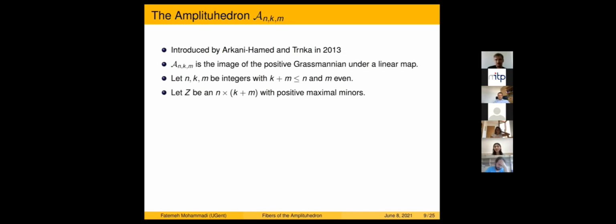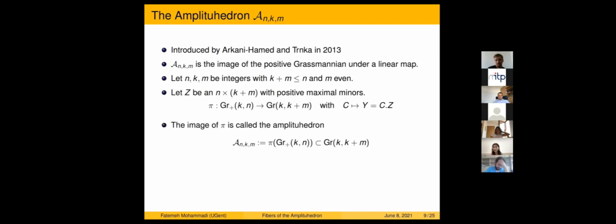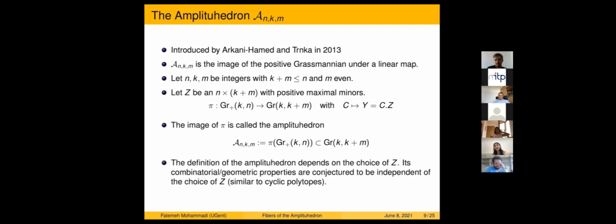Then you can take a map from the positive Grassmannian (K,N) to Grassmannian (K,K+M) by matrix multiplication. You take any K times N matrix in the positive Grassmannian, multiply it with Z, and get a K times (K+M) matrix, and the image of this map is defined as the amplituhedron. As you see, the definition depends on the choice of Z, but it has been conjectured that the combinatorial and geometric properties of these objects are independent of the choice of Z.